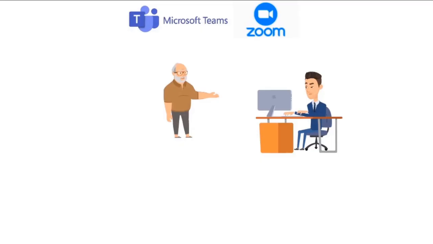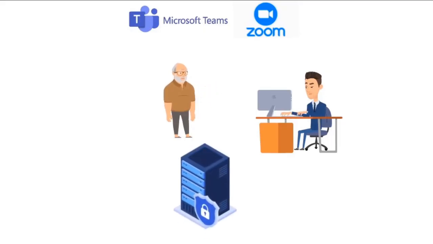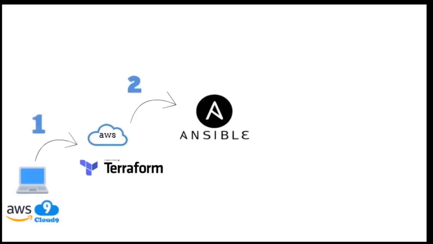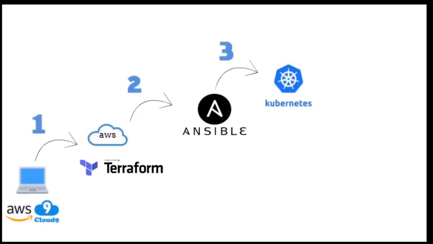Suppose your client has asked for a team collaboration platform to be set up on their own cloud server for security and privacy reasons. To make this happen, we will go through several steps. First, we will use the Cloud9 service, which you can think of as your own laptop. Then, we will use Terraform to create our virtual server and use Ansible to configure them. Once the Kubernetes cluster is set up, we will deploy and launch our application.